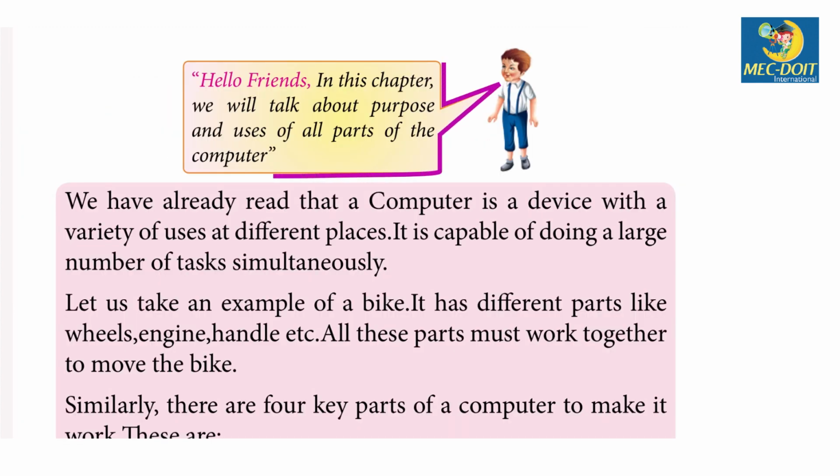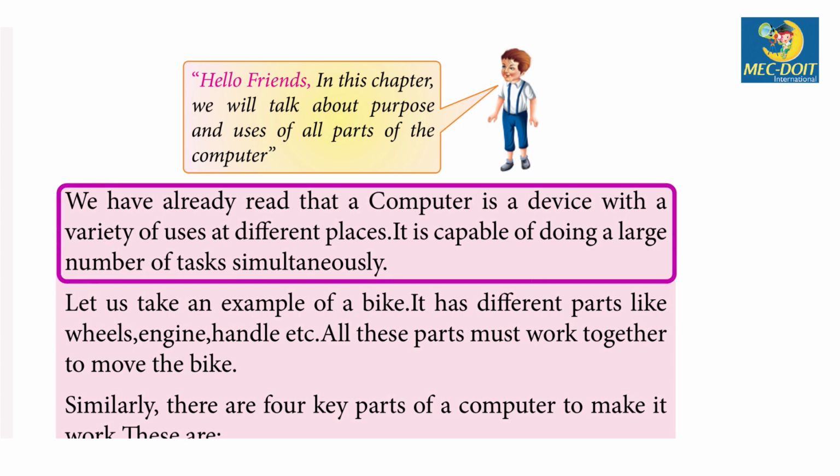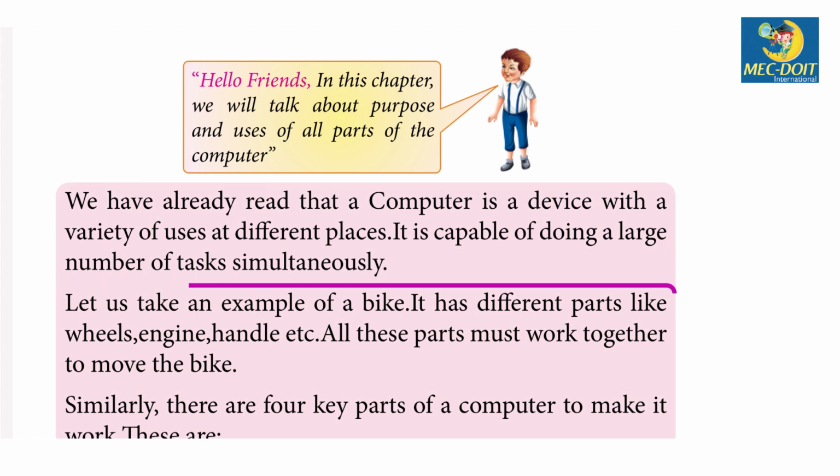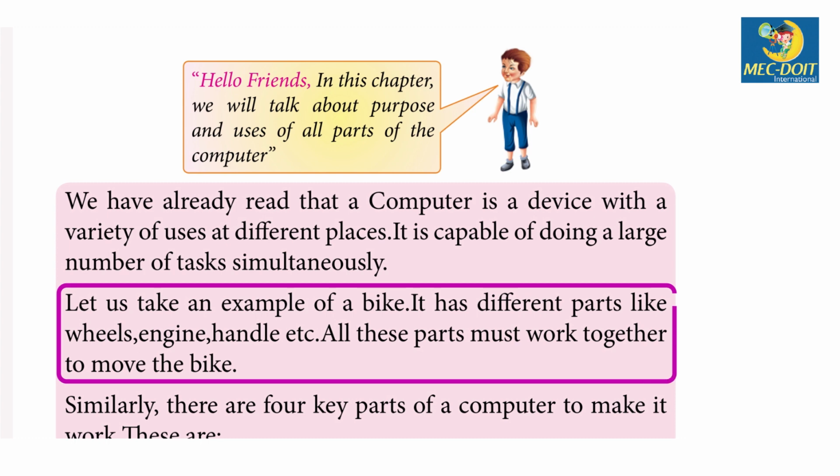Hello friends, in this chapter we will talk about purpose and uses of all parts of the computer. We have already read that a computer is a device with a variety of uses at different places. It is capable of doing a large number of tasks simultaneously. Let us take an example of a bike. It has different parts like wheels, engines, handle, etc. All these parts must work together to move the bike.